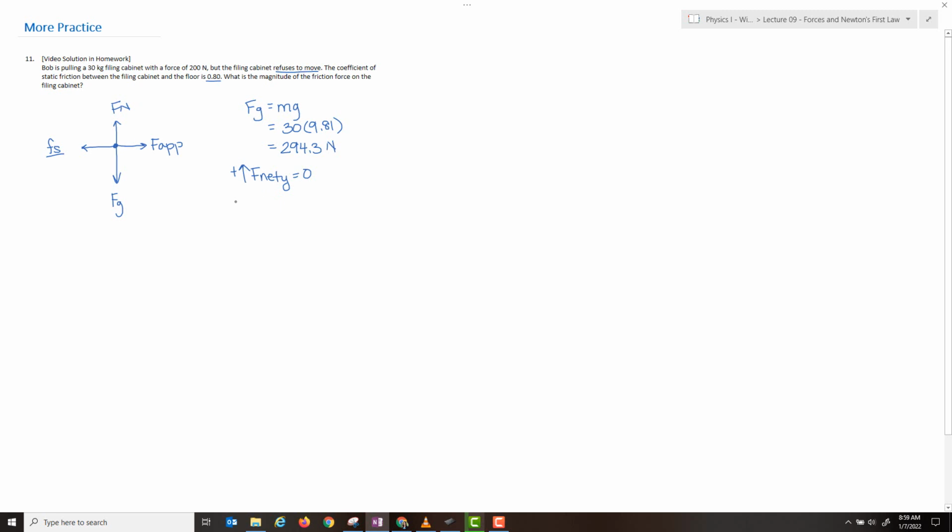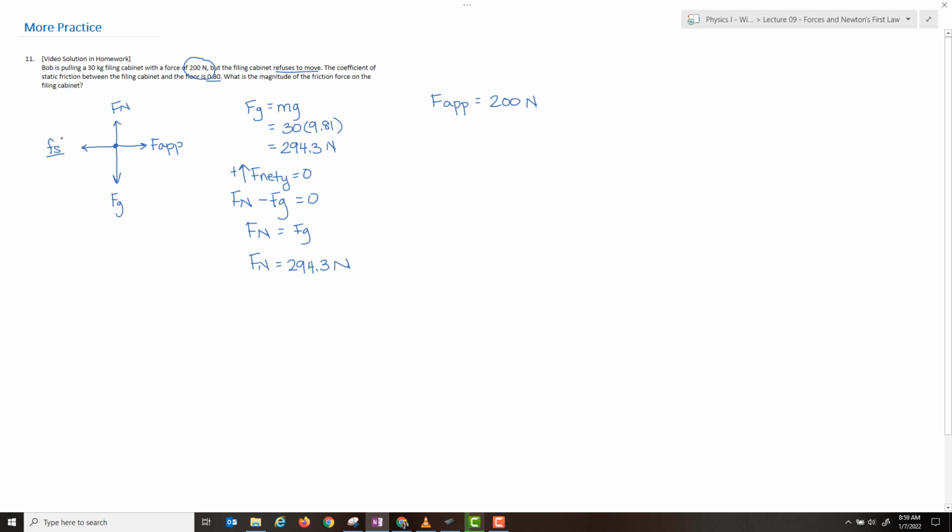So what are our two forces in the y direction? We have a normal force, which points up, so it's positive, and we have a force of gravity, which is negative since it's pointing down. So that means that the normal force in this case has to equal the force of gravity. So we know now that the normal force is equal to 294.3 newtons. Okay, so now we also know what the force applied is. The question tells us the force applied is equal to 200 newtons, right? Bob is pulling the cabinet with a force of 200 newtons, so that's my F applied.